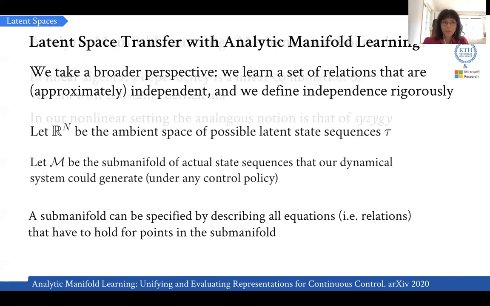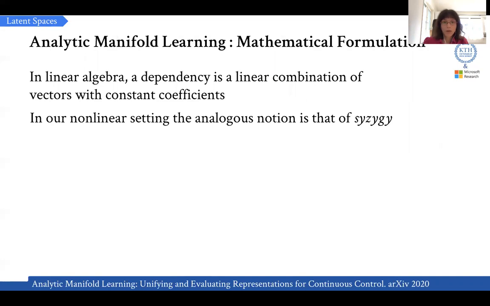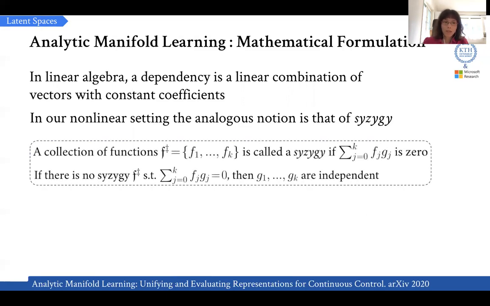Right? So in linear algebra, there is a notion of dependency as a dependency of a linear combination of vectors with constant coefficients. We're familiar with that, right? But in our nonlinear setting, the analogous notion is that of syzygy. And so a collection of functions, now we have functional coefficients here instead of constants, is called the syzygy if when we multiply these functional coefficients by our relations G and sum them up, then the sum is 0. So we have a relation between these.